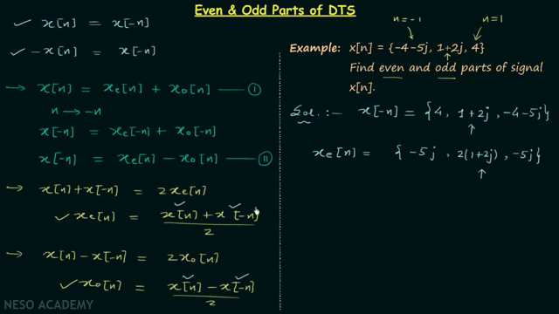But you can see that after addition we also need to divide it by 2. So let's divide all the samples by 2. This 2 and 2 will cancel out. So finally we are getting the even part equal to {-5/2 j, 1+2j, -5/2 j}. The calculation of the odd part of the signal x[n] is homework for you.